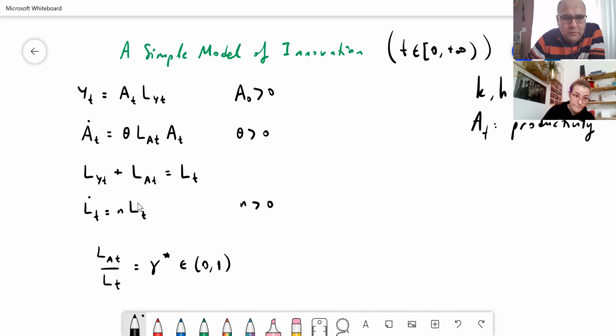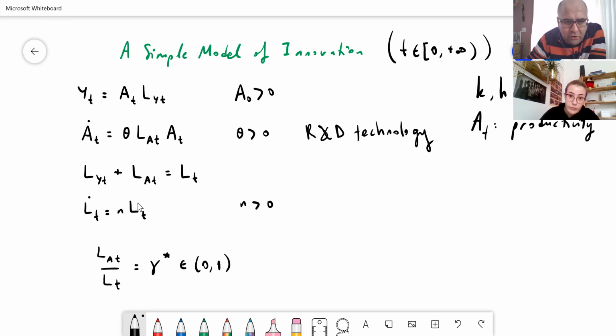Now, L_Y(t) denotes the amount of labor employed for the production of good Y at time t. And A(t) is the productivity of each worker, okay? Now, this productivity can be increased. How? Well, this is this R&D technology, right? So there is this R&D technology.